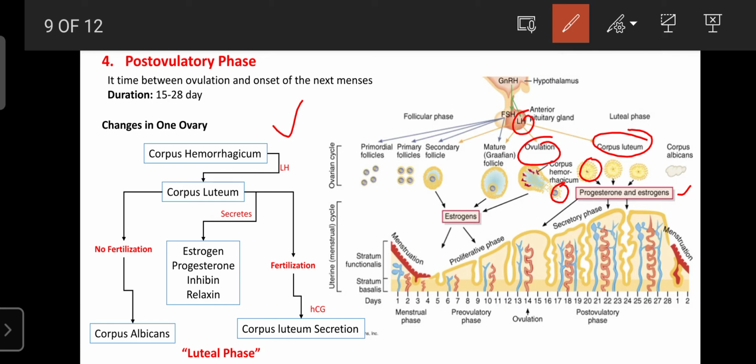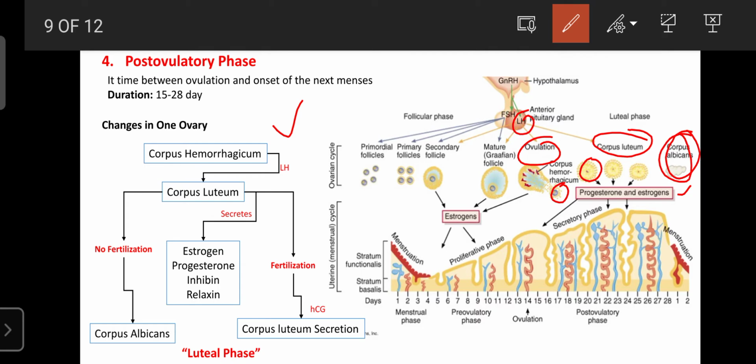And dear students, the life of the corpus luteum is only 2 weeks. After 2 weeks, it shrinks and becomes the corpus albicans. The corpus albicans is not involved in the secretion of any hormones such as estrogen or progesterone. So after ovulation, only for 2 weeks is the corpus luteum involved in secreting the hormones. After 2 weeks the secretion decreases, and the corpus luteum becomes the corpus albicans.